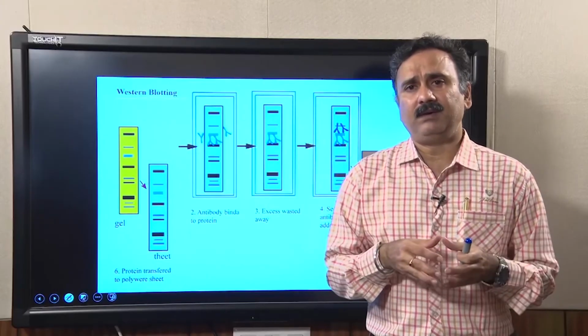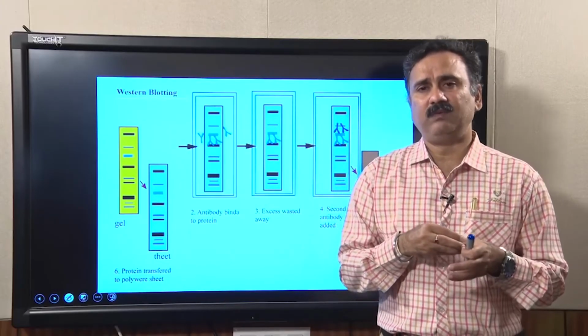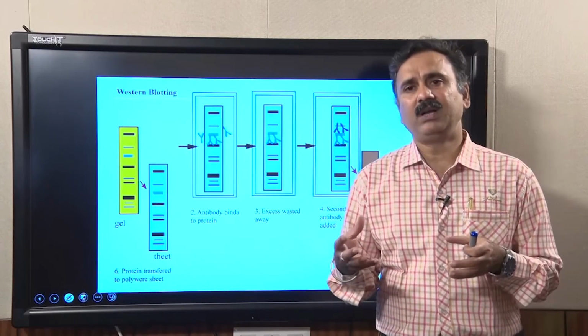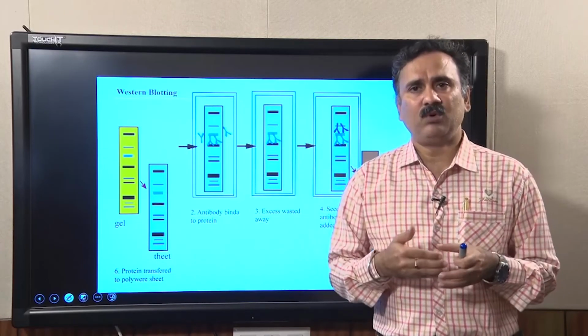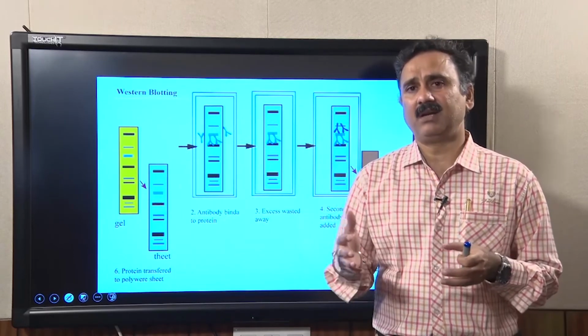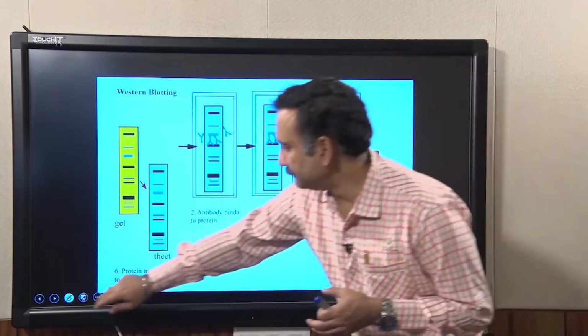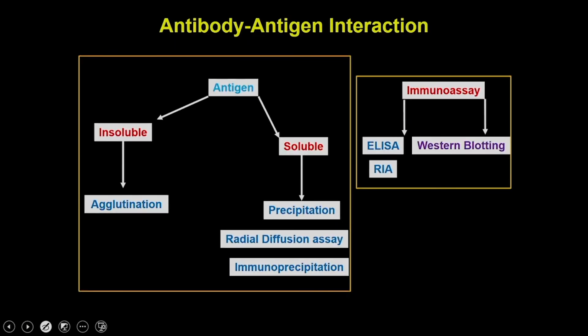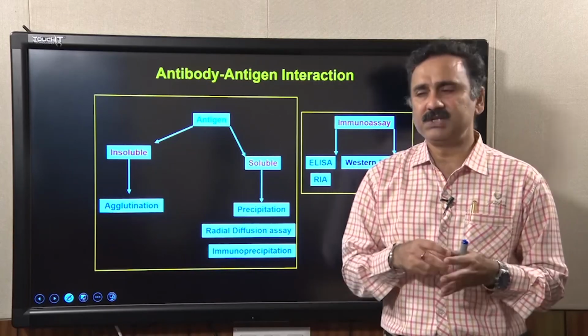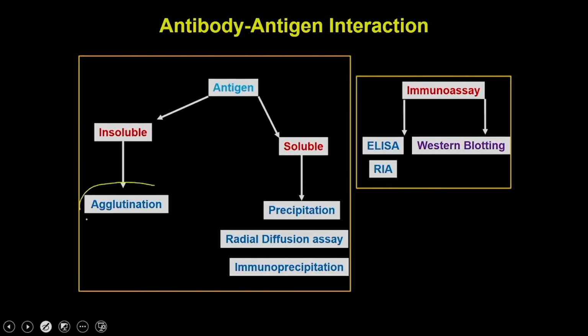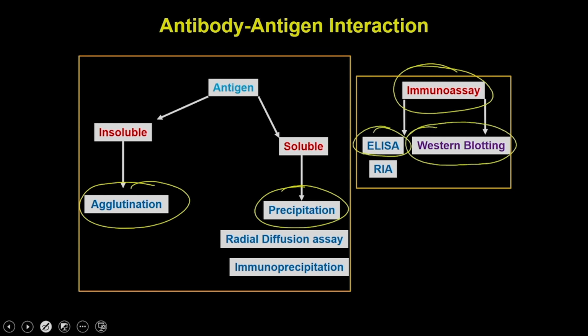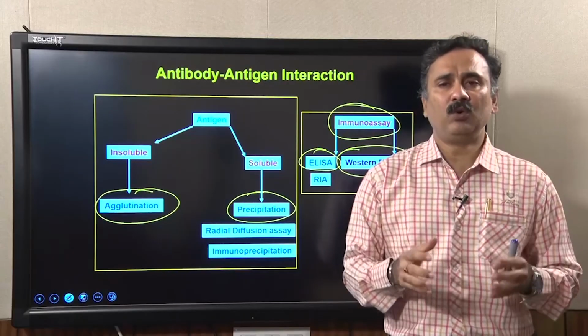So, with this we have discussed the demo of the Western blotting, and in that demo the student has discussed many aspects related to Western blotting. So, with this we have discussed antigen antibody interactions, agglutination reactions, precipitation reactions, and lastly we have also discussed different types of immunoassays like ELISA as well as Western blotting. So, with this I would like to conclude our lecture here.